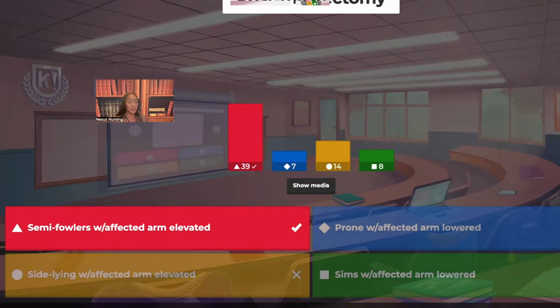I see a lot of question marks. Wow, only 39 of you guys got the right answer. You said semi-Fowlers with the affected arm elevated. A lot of you said side lying with the affected arm elevated. You're going to have that patient semi-Fowlers with the affected arm elevated. And here's why. You want the head of the bed to be at least at a 30-degree angle. You want to promote drainage. Okay, so that's why you're going to do that. You want it at least to be 30 degrees elevated.